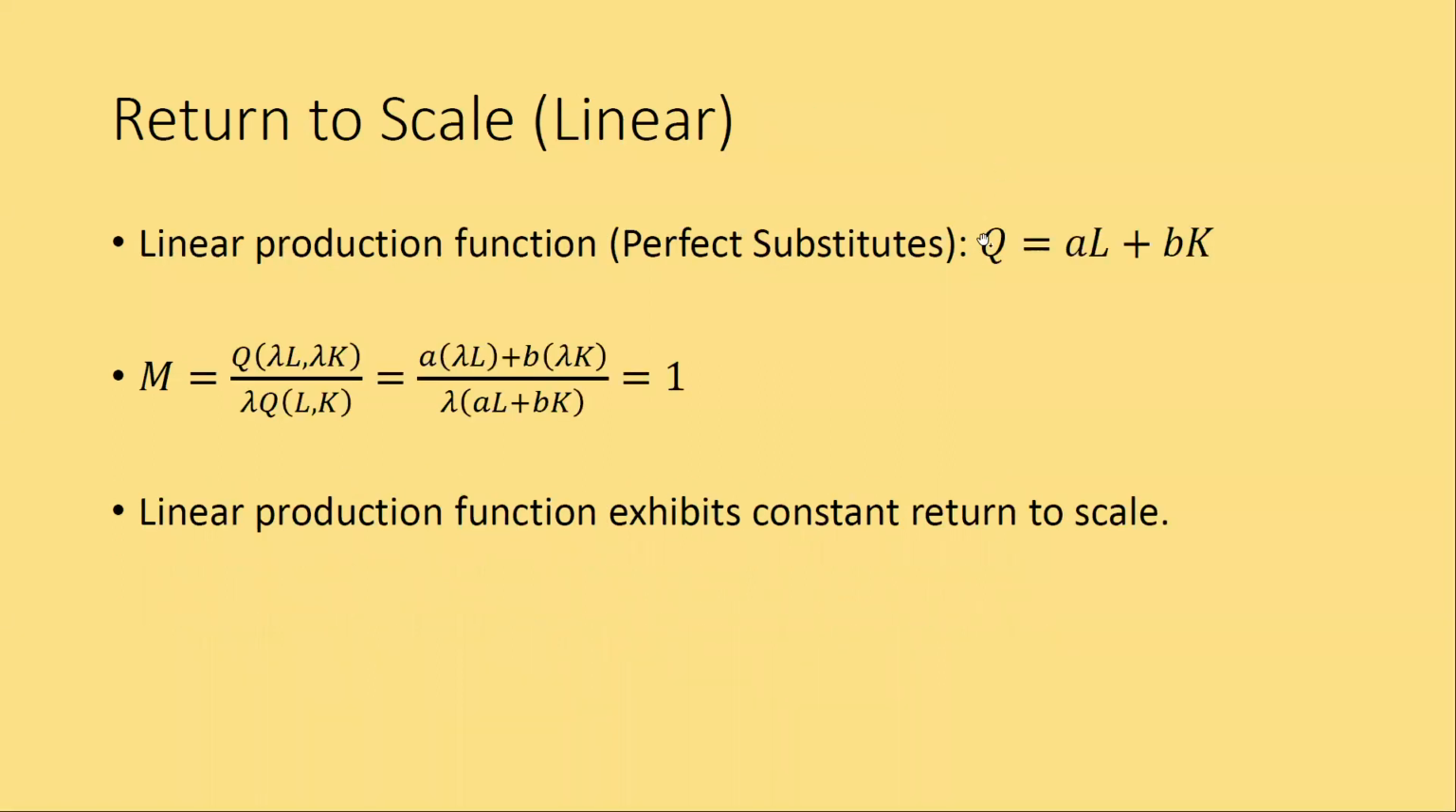Now, if we have a linear production function that takes the form q equals a times L plus b times k, we can do the same exercise by substituting lambda times L and lambda times k into our production function. Now this time, regardless of the value of a and b, we will realize that the ratio m equals 1. So the linear production function will always exhibit constant return to scale. It does not depend on the values of a and b.